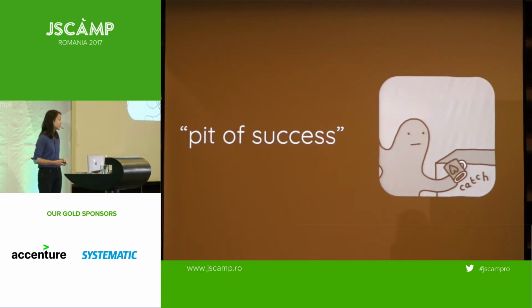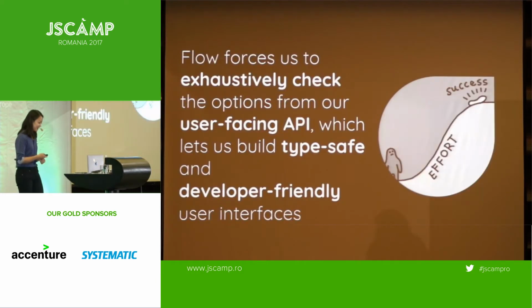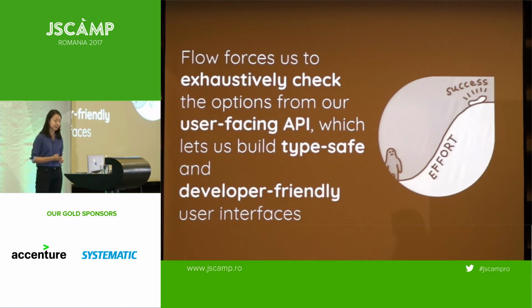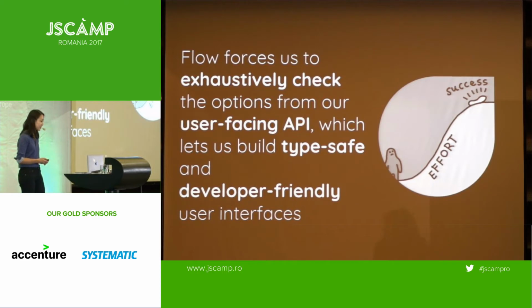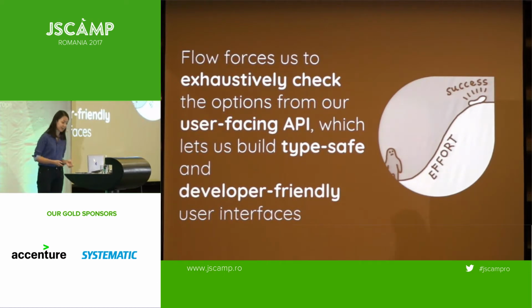And this is especially important in JavaScript, which is a really weakly typed language, as you saw from Claudia's talk earlier. Exhaustiveness checks like the one that I just showed you for our capitalization function are an especially useful tool for us in creating this pit of success. Flow forces us to exhaustively check all the options from our user-facing API, which lets us build type-safe and developer-friendly user interfaces. Now, let's talk about how we can expand these checks beyond the toy example of capitalization.